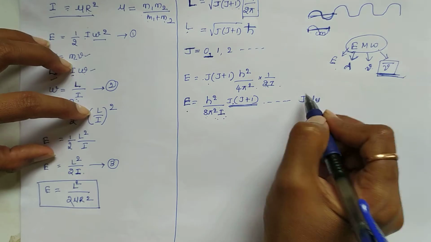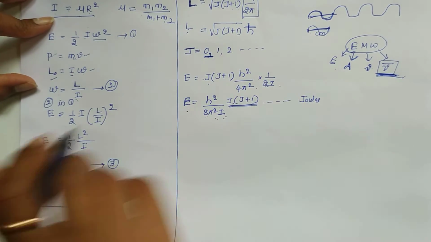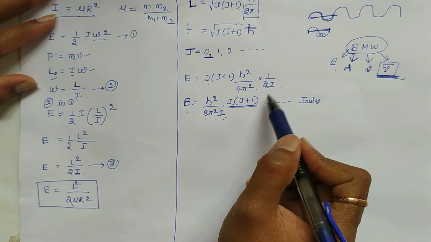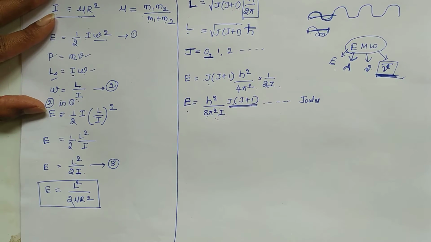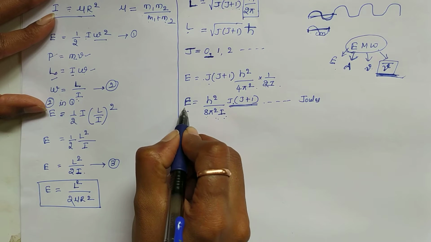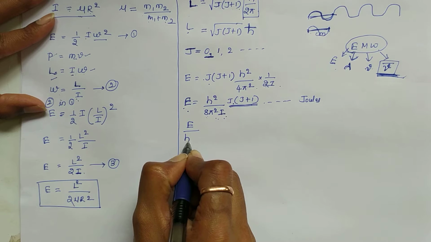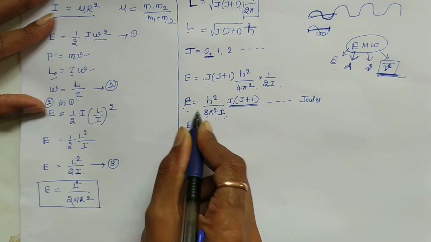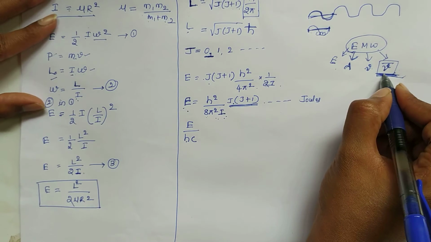Now I am going to express this energy in terms of wave number. In order to express this energy in terms of wave number, I am going to divide this by hc. So if you divide this energy by hc, I am converting this energy into wave number.